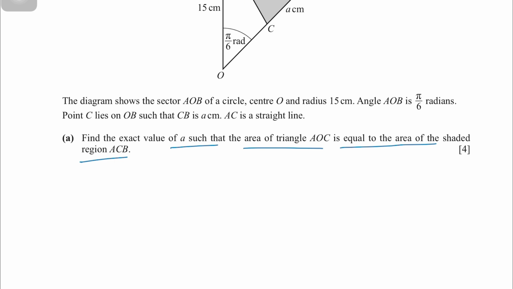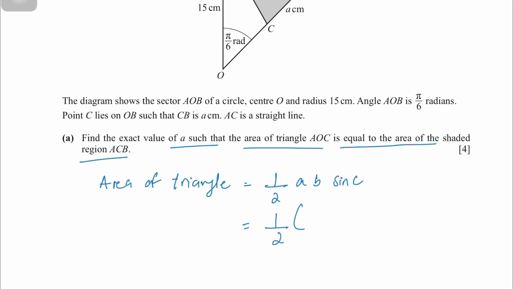Area of triangle can be calculated by using 1 upon 2 A, B, sine C. So we have 1 over 2. We have our A as 15, and this is our OC as our B. So this is 15 minus A, and our sine C is basically sine pi by 6.